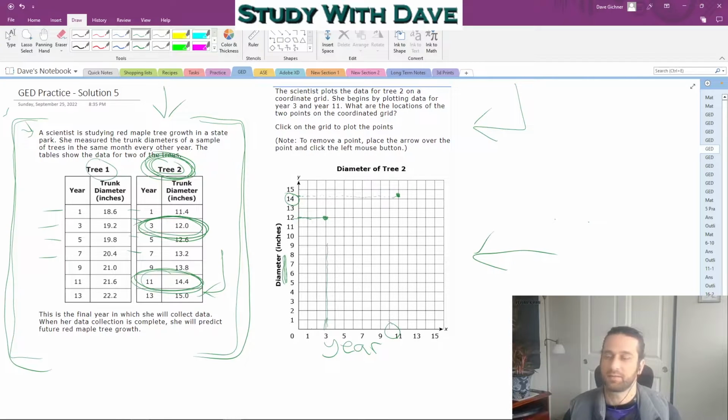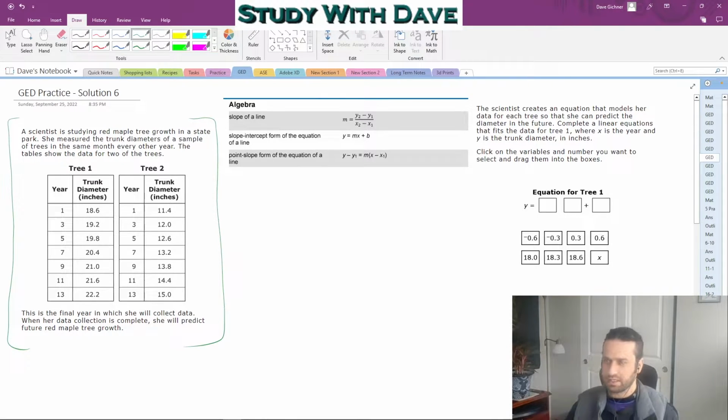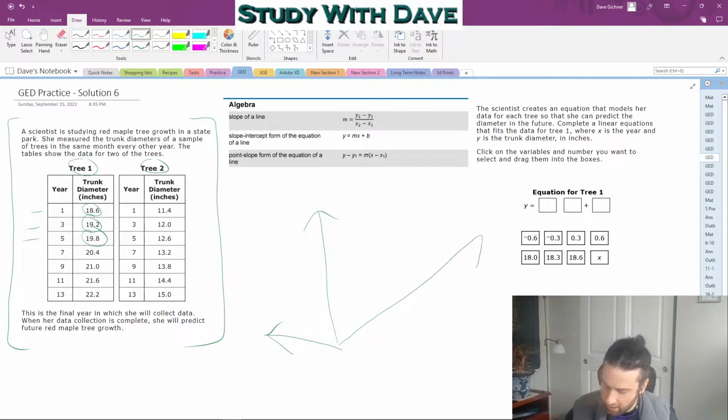Let's go to number 6. All right, number 6. So we have the same data set as number 5. So I'm not going to reread everything, but basically every other year a scientist is measuring the 2 trees' trunk diameters. So as the years go on, the trunk diameters get bigger, the tree's getting bigger. That's really all it's saying. Okay, and I'm real sorry about all this information. I've got the data set over here. I've got some reference equations that we're going to be using to solve this problem up here, and our actual question over here. So this is our question.